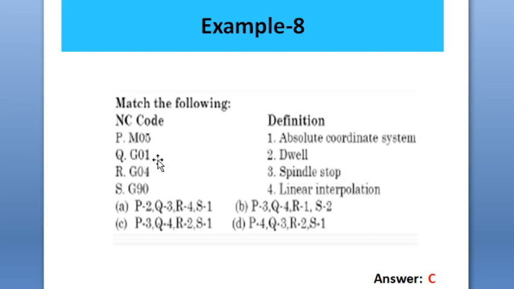Then Z01 for linear interpolation. Therefore, M05 is matched with spindle stop, P3. Here, two options are matched with P3, B and C. Then Z01 linear interpolation, Q4. Here also Q4. Z04 is dwell, R2. Here R1 is given, here R2 is given. And one more, Z90, S1. Therefore, the answer is C.